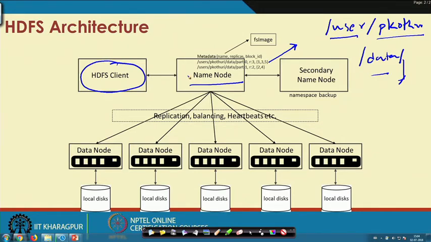Okay. And these data nodes are, as you can see here, running on almost all the machines in the Hadoop cluster, which are connected to their local disks, and these store the blocks. The data nodes and the name node interact with each other to provide various functionalities like replication, balancing, heartbeat, etc. So, they basically perform all these functions.